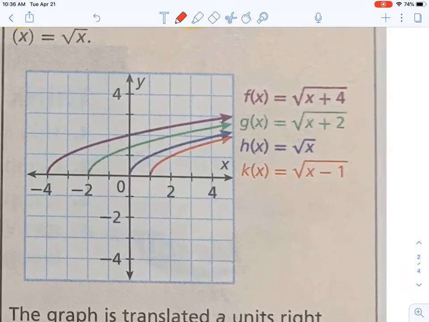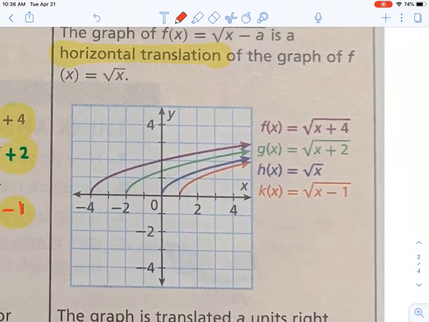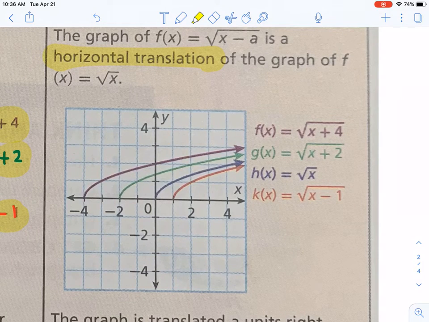Okay. Now, horizontal translations are a little bit trickier, but they are very similar to that of quadratics. You'll notice these are all being added or subtracted inside of the square root function. And the only thing to remember here is that they are opposite. So what I mean by that, if we look down here at -1, notice this is shifted over to the right in the positive direction, 1 unit. Other than that, everything else is the same.